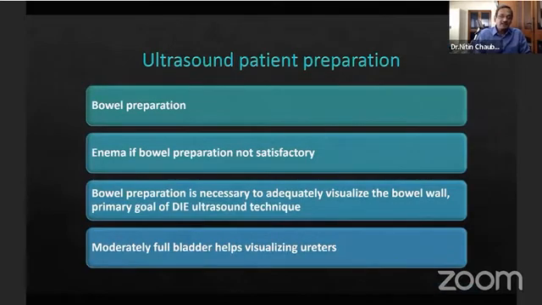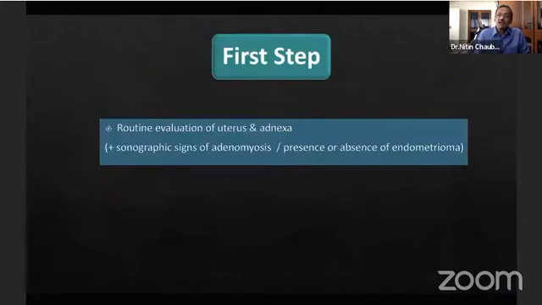Now, the difference between ultrasound for endometriosis versus a routine ultrasound is twofold. One is we would like the bowel to be prepared, unlike a routine ultrasound where we don't do a bowel preparation in day-to-day practice. Number two, in a routine transvaginal scan, we always ask the patient to empty the bladder, whereas here we keep the bladder slightly full because we want to see the base of the bladder, the posterior wall of the bladder. We want to see the ureters as well. And therefore, we keep the bladder slightly full as compared to a routine ultrasound.